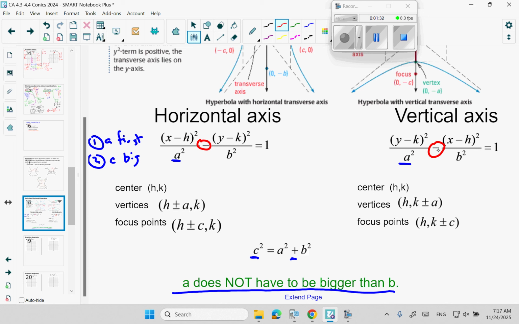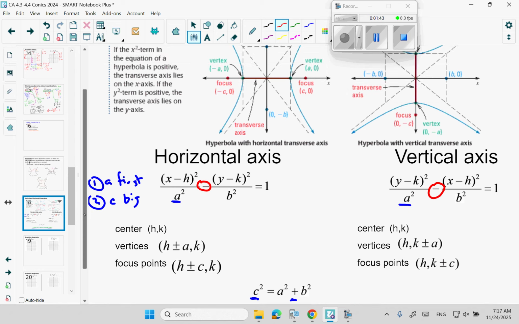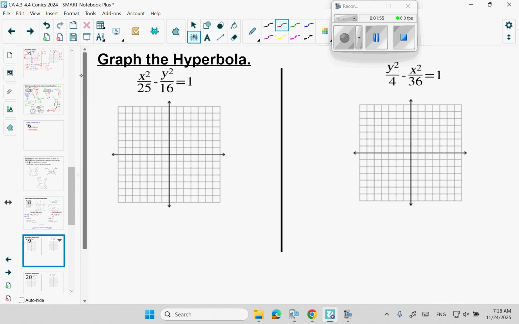Now, the nice thing is we have less coordinates. For example, we're only going to deal with our center, our vertices, and our foci, because you don't have co-vertices to keep track of. So, the thing to notice, if the y is first, it's vertical. If the x is first, it's horizontal. So here, x is first, so this is horizontal.